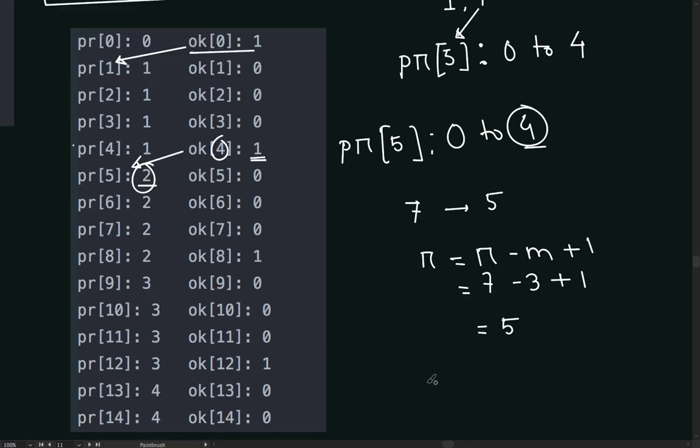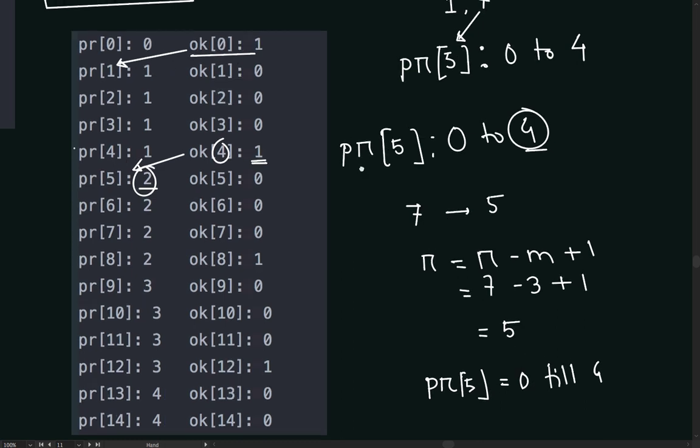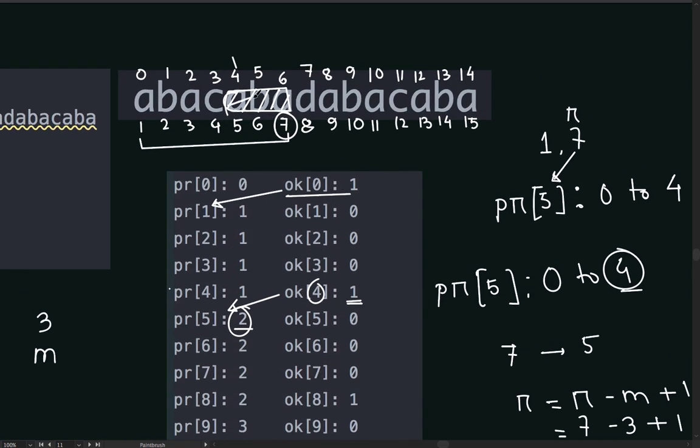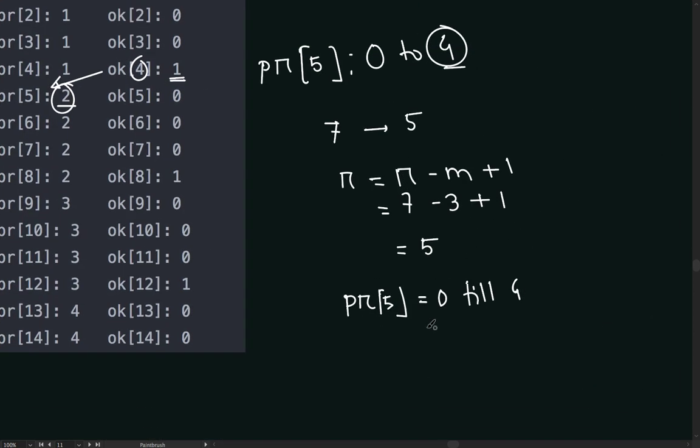And now if I calculate pr of 5, it will give me the result starting from the 0th index till the 4th index. Now if I search starting from the 4th index, that means this is the last substring that I'm going to search for. So basically I'm searching until the 6th index, or until the 7th index from the 1 base perspective. So I can also write it here: 1 till the 7th index based on 1 base indexing.